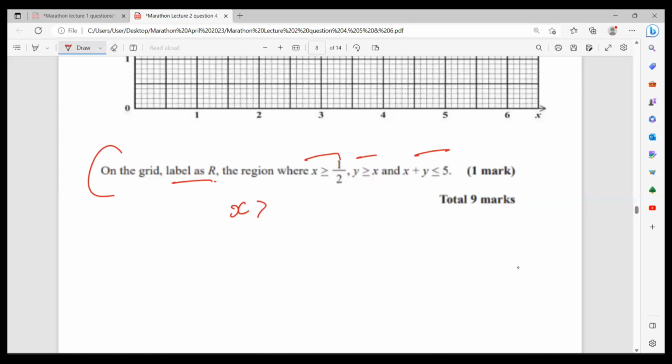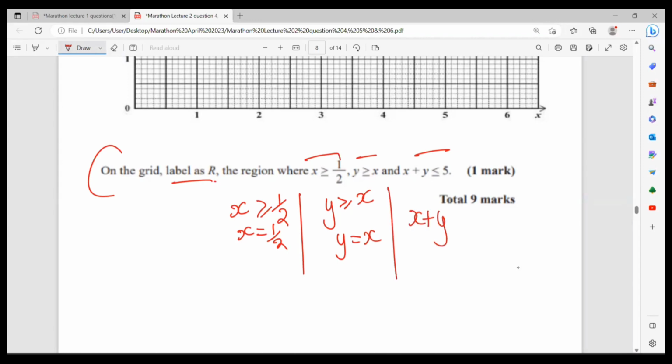x is greater than or equal to 1/2 is coming from x equals 1/2. That's the line that you'll use to help you understand. This one that says y is greater than or equal to x is coming from y equals x. This one, you see, they look familiar? Less than or equal to 5 is coming from where?